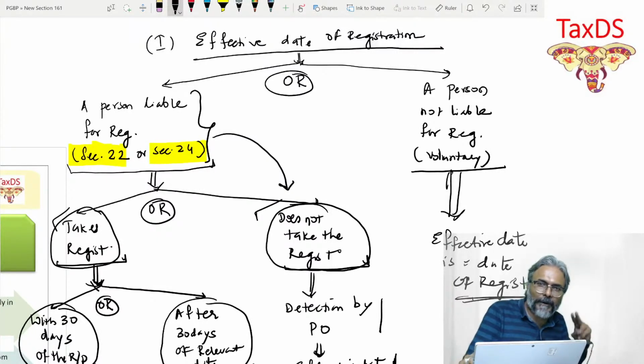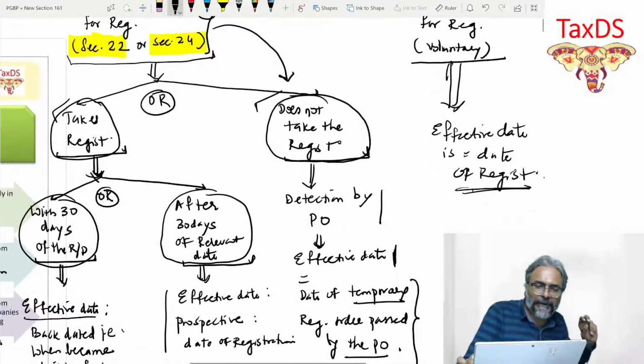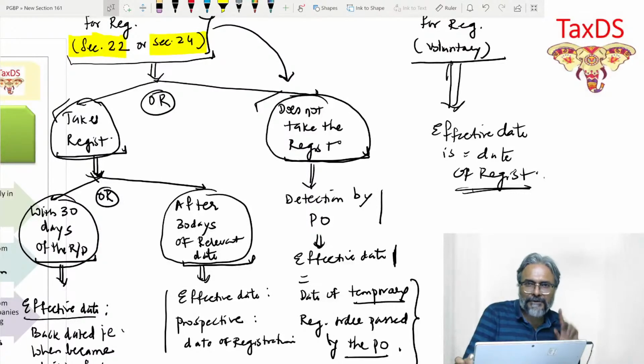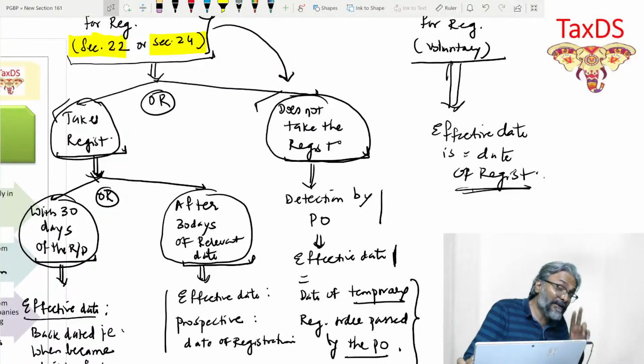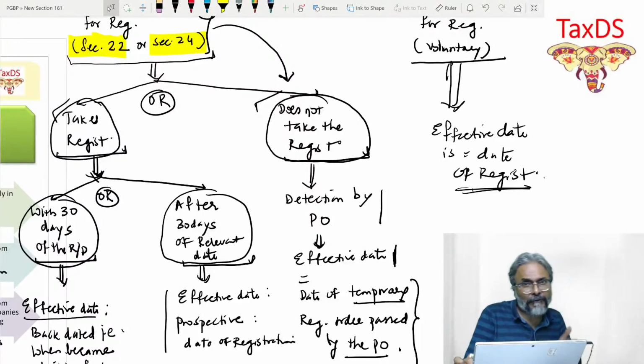Now, there were two particular points here, students. Point number one was if they are taking the registration, and the second one was if they are not taking the registration. If they are taking the registration when they are liable, the liability, as you know, is under 22, which is the turnover based threshold, and 24 is any case, irrespective of the turnover, you have to get yourself registered.